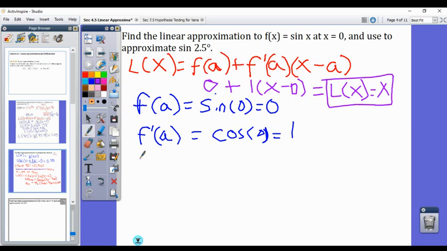All right, so now we can perform our approximation of sine at 2.5 degrees, but first we need to convert that 2.5 degrees to radians. Okay, so what we can do is we know that we have 180 degrees, and that is equal to pi. And so if you perform the math, you're going to get pi over 72 radians.